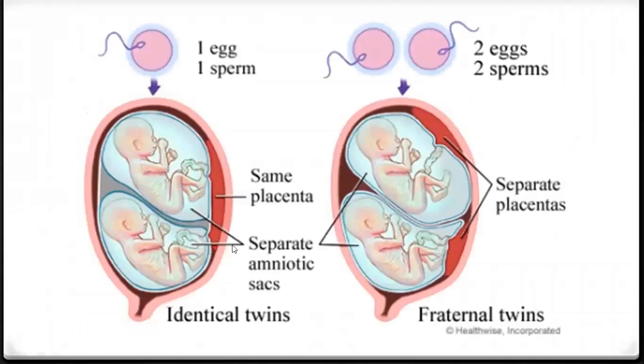So this is showing you identical twins, same placenta. They can have 2 separate sacs. They can also have 1. That's a little more high risk. And then in the fraternal twins, they have separate sacs and separate placentas. 1 egg versus 2 eggs.